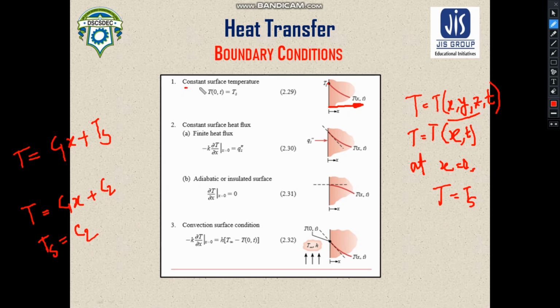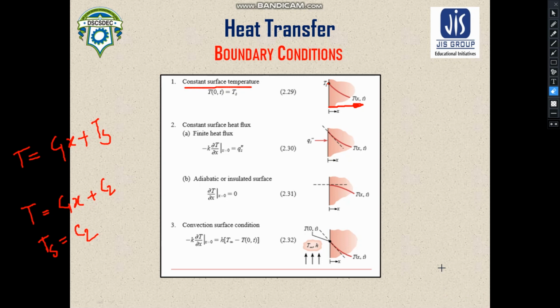So this is called a constant surface temperature. That means a constant surface temperature is maintained and this boundary condition is applied here. This is called the Dirichlet boundary condition. We'll see in just a few minutes what we mean by that.